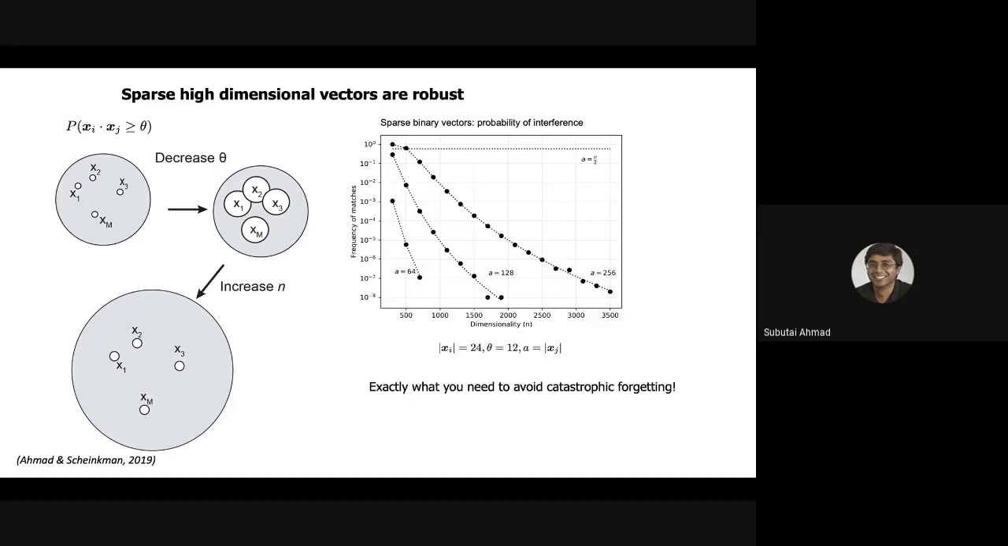So this is exactly what you need to avoid catastrophic forgetting. You don't want new stuff to interfere with the old stuff that you've learned. And we think this is one of the fundamental reasons why humans can learn without forgetting older stuff.